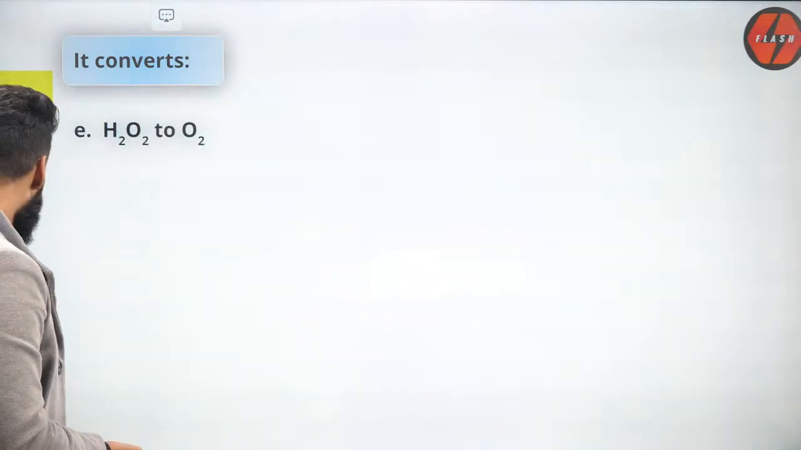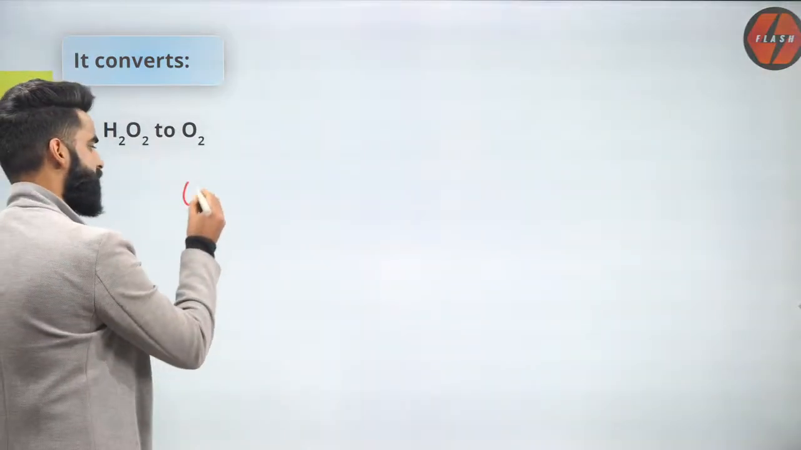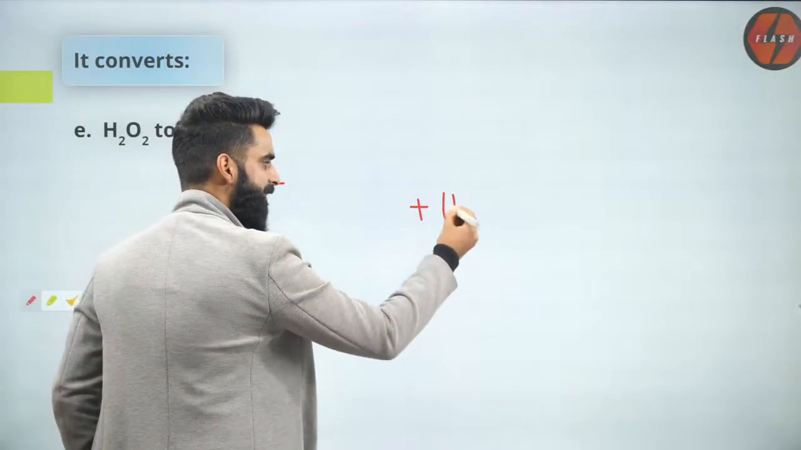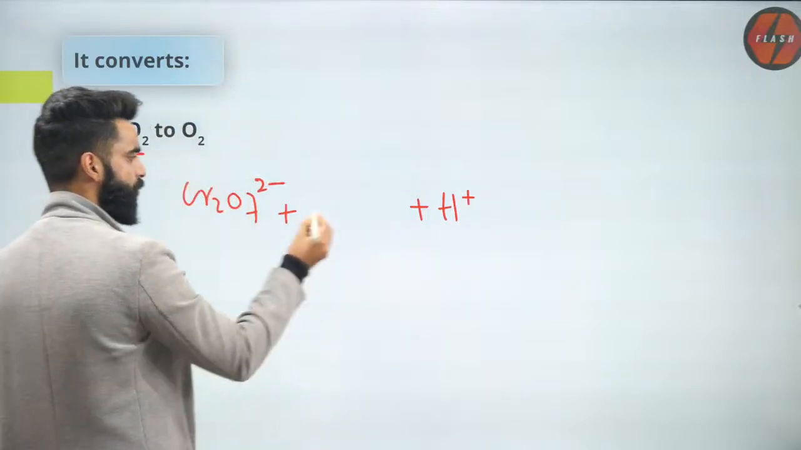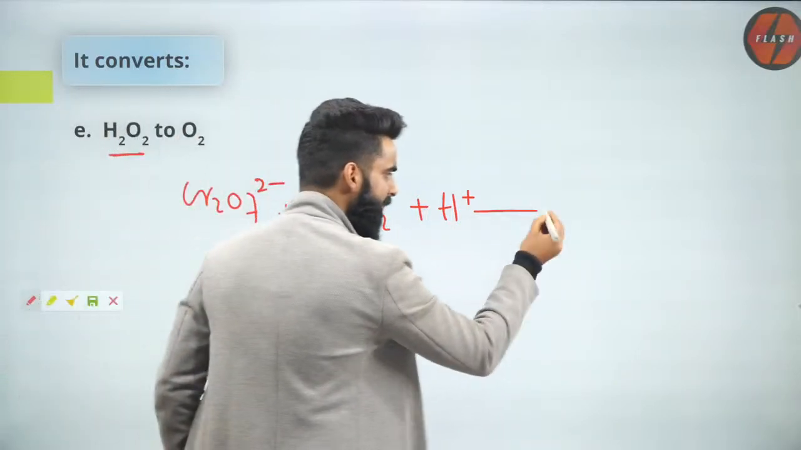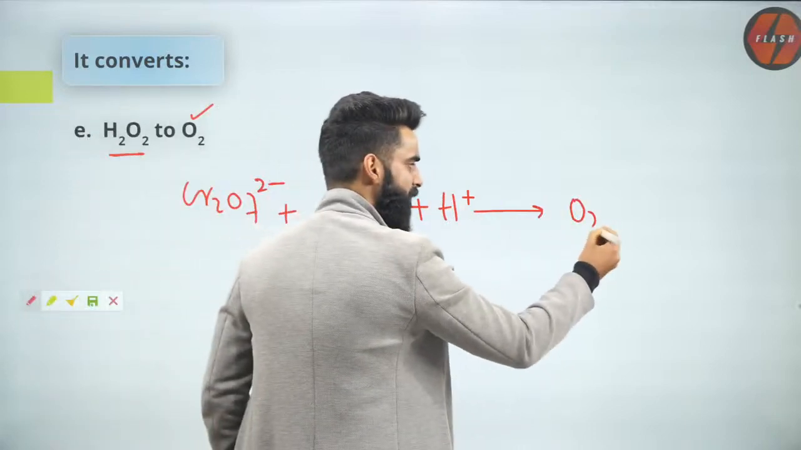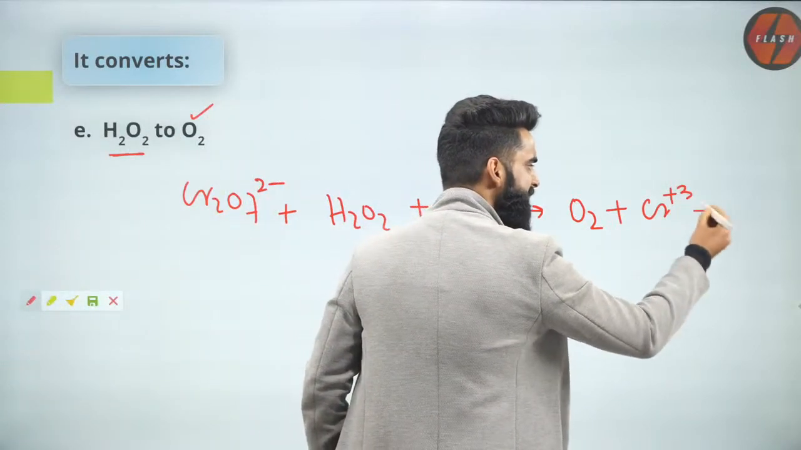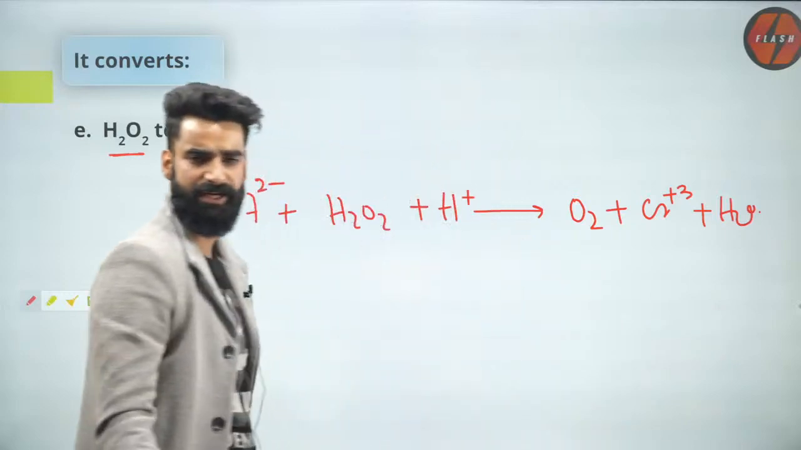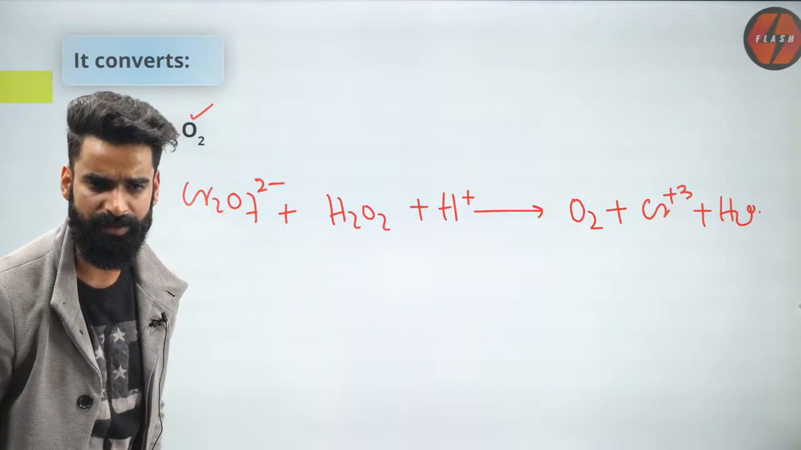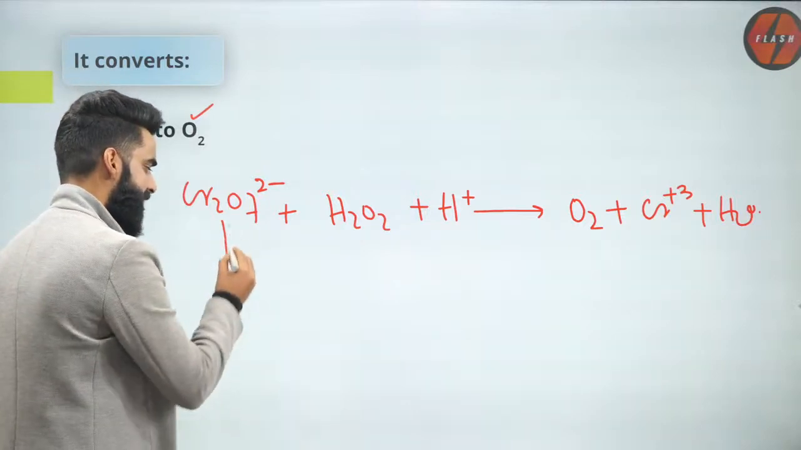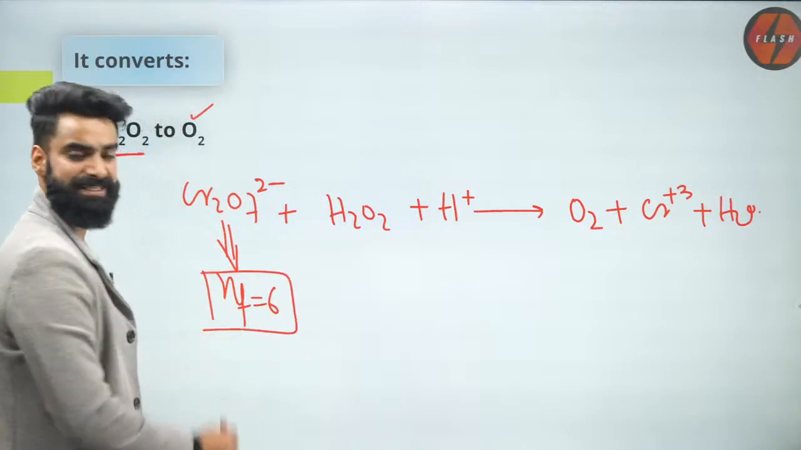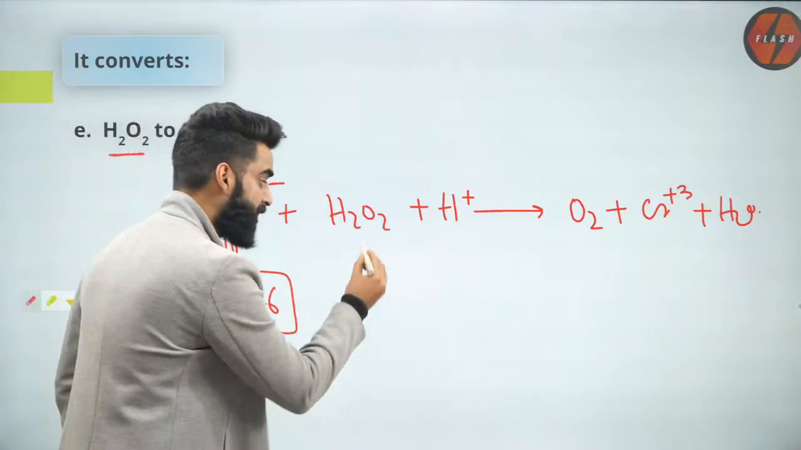Now people, let me give you one more reaction over here. The same Cr2O7 2-, in acidic medium, converts H2O2, hydrogen peroxide, to oxygen. And itself this Cr2O7 2- gets converted to Cr3+, and with this it will give some water as well. Very simple. Have a look. See, Cr2O7 2- in acidic medium, its n factor is going to be 6.